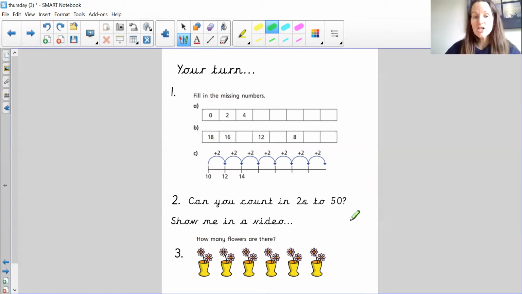And then number 2 says, can you count in 2s to 50? Wow, if you can, do it in a video. If you can only count in 2s to 10, that's fine. Do it in a video. If you can count in 2s to 20, that's fine. But show me in a video that you can count by 2s, okay?